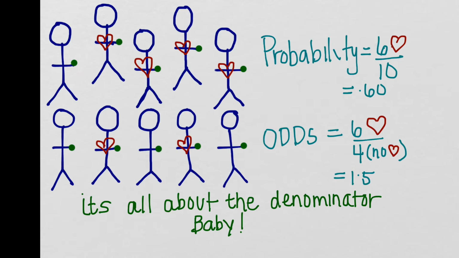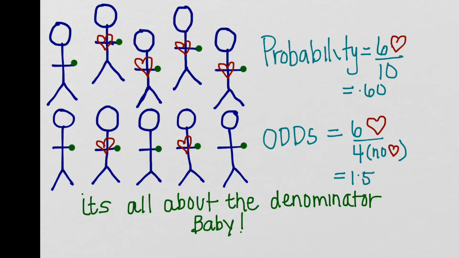On the other hand, we have the odds. The odds are a little bit different in that the numerator is the same, 6 people suffered from a heart attack, but the denominator changes. The denominator in the odds represents those 4 individuals who did not suffer from a heart attack. Looking at this number, we can say that patients who took the pill were 1.5 times more likely to suffer from a heart attack than those that did not.